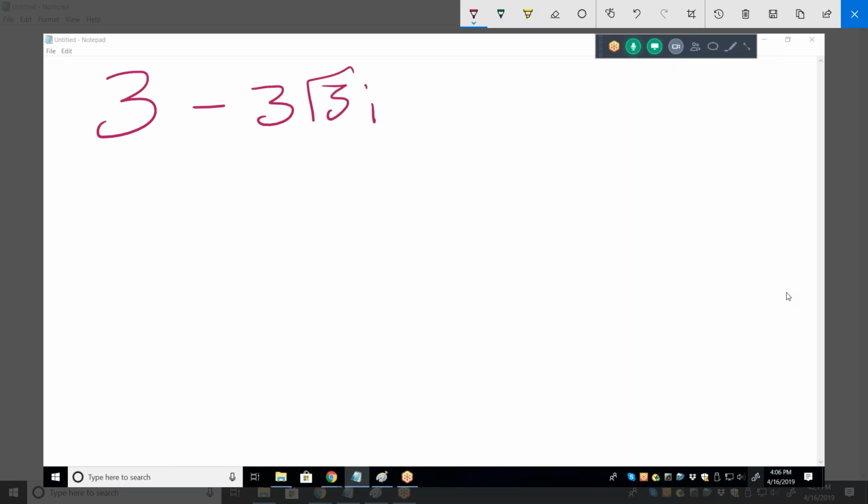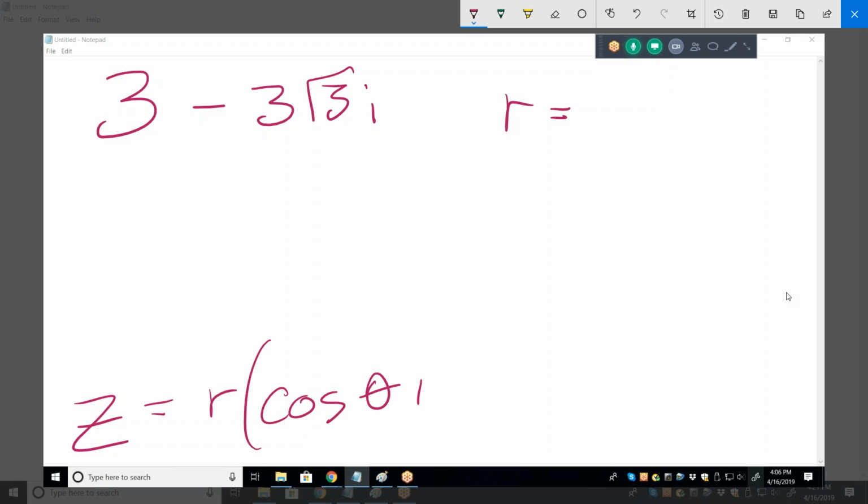Okay, let's figure out r first. We know the format for z is this format. This is what we want. So we know we need an r. That's right. So what's r equal to? 6. I'm not going to check your math. I assume you did it by taking the square root of 3 squared plus 3 root 3 squared. Yes, sir. Okay. That's 36, root 36. Okay, sounds good.